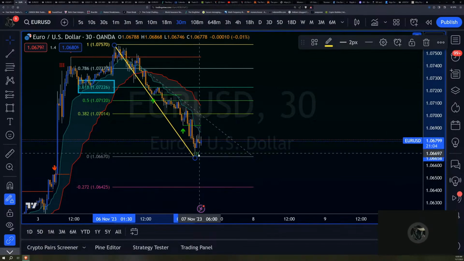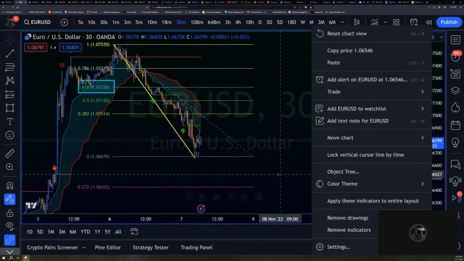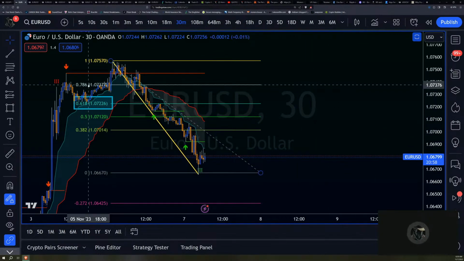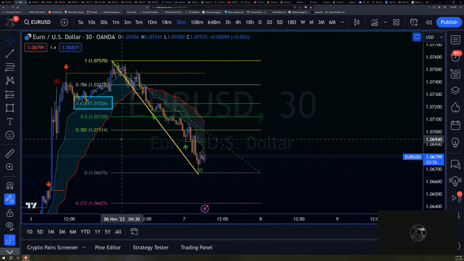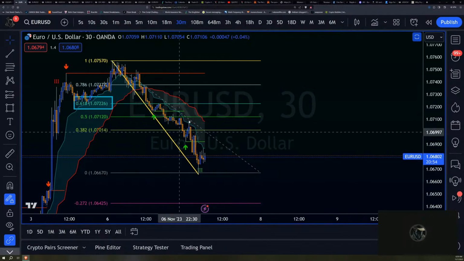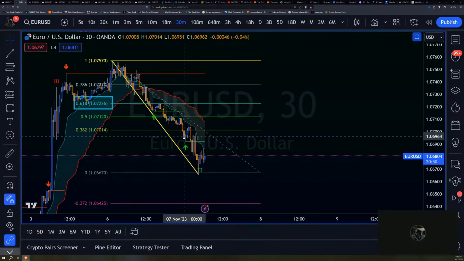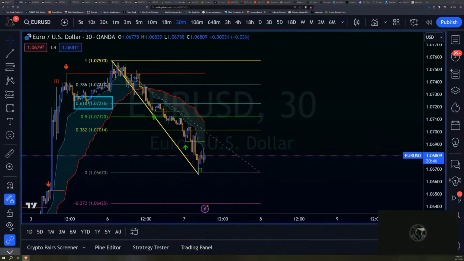As a matter of fact, this Roman numeral 3 is supposed to be that. I'm not sure how effective that really is, but that's what it's supposed to be. It can also go to the 786, the 382, and quite frankly, it can go anywhere in this area. It might not even touch one of these numbers. It might touch all of them. It's not an exact science, because trading simply is not an exact science.